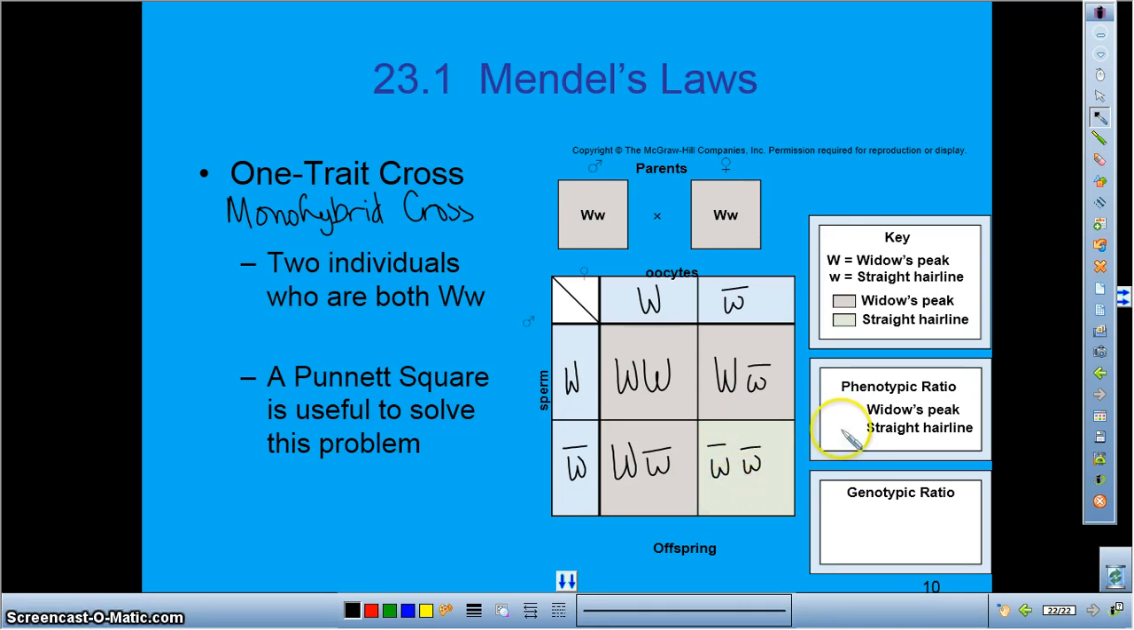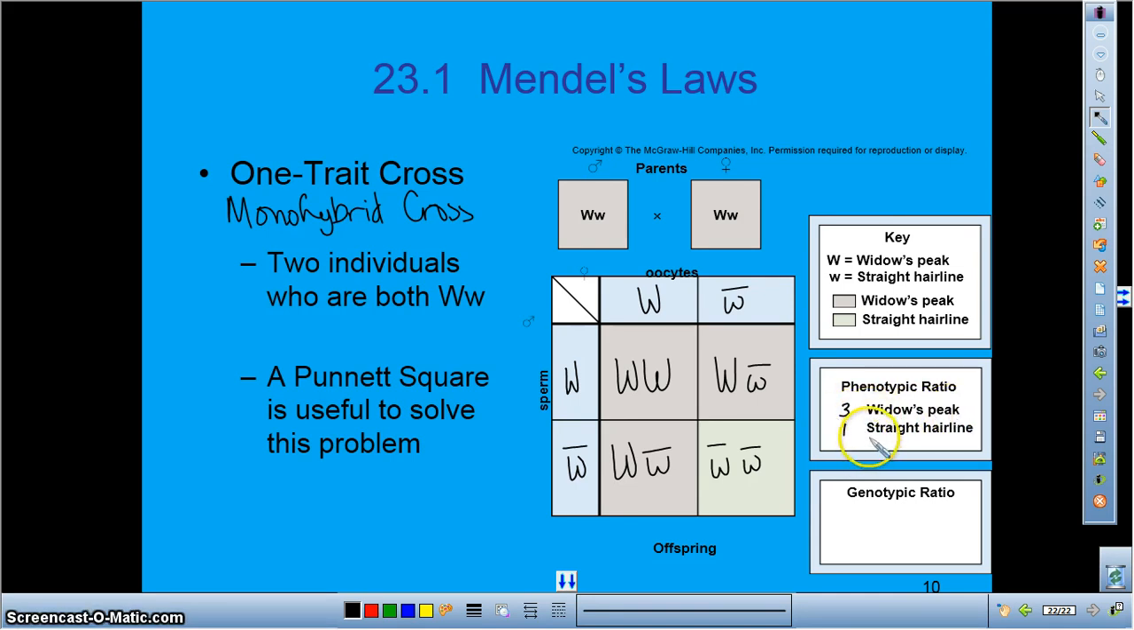So the ratio, there are several different ways you could write this. You could say that it's 75% widow's peak, 25% straight hairline. You could say it's in the ratio of 3 to 1. It's up to you how you write it, but you have to always tell me what it is. For example, if I want to write 3 to 1, I say 3 to 1. Widow's peak, I have to say 3 widow's peak.